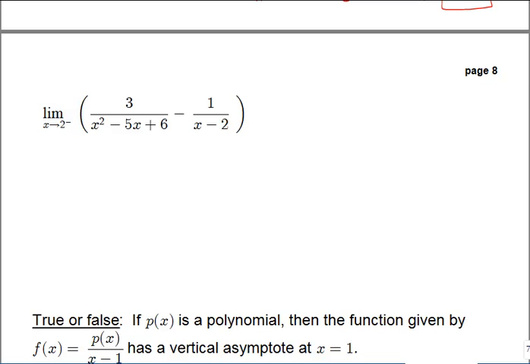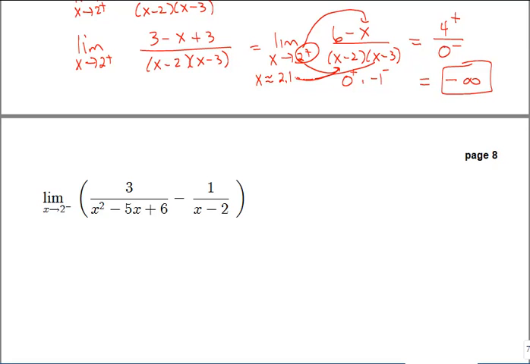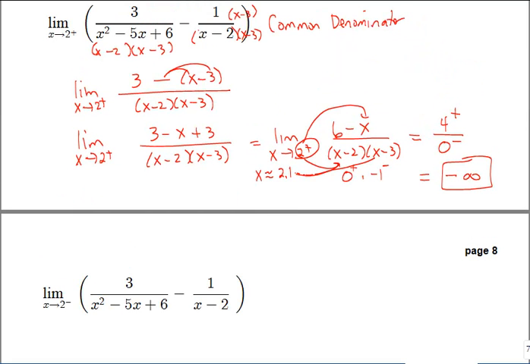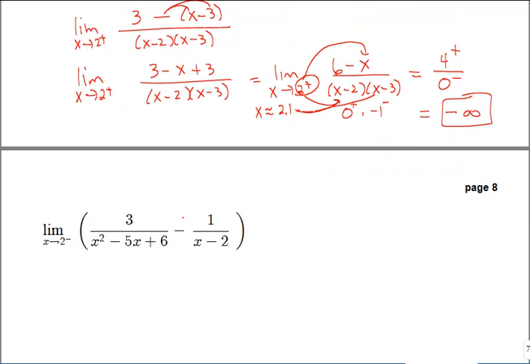Alright, same exact problem, but this time we're taking the limit from the left side of 2. So all the work that we did up here would be exactly the same. I didn't use the fact that this was a right-hand limit until I actually investigated my signs in this very last step. So in other words, once I get my common denominator and clean this all up, it's still going to look like what we got before: 6 minus x over x minus 2 times x minus 3. That part won't change.